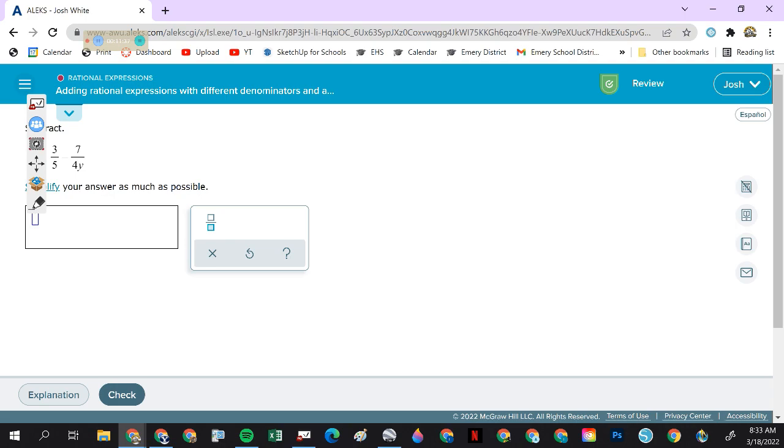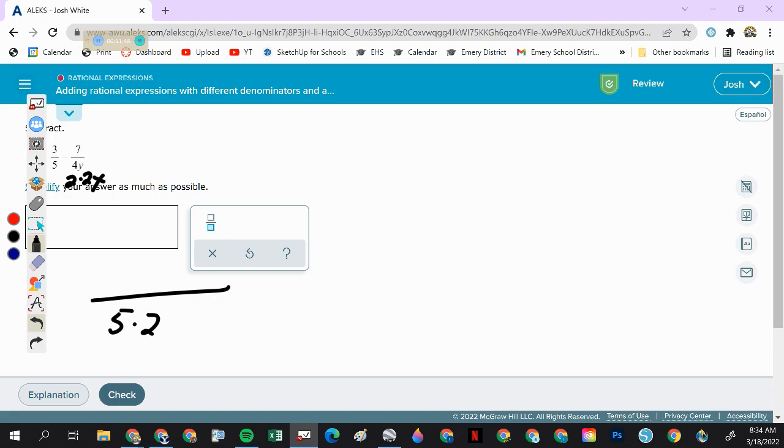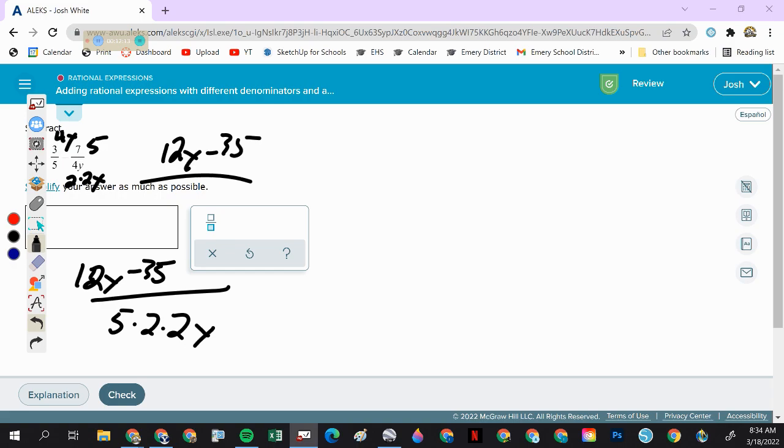Okay, same idea here from a couple problems ago. What goes in my common denominator? A 5 and a pair of 2's and a y. What is the first fraction missing? 4y. What is the second fraction missing? A 5. So I end up with 12y minus 35. So 12y minus 35 over 20y.